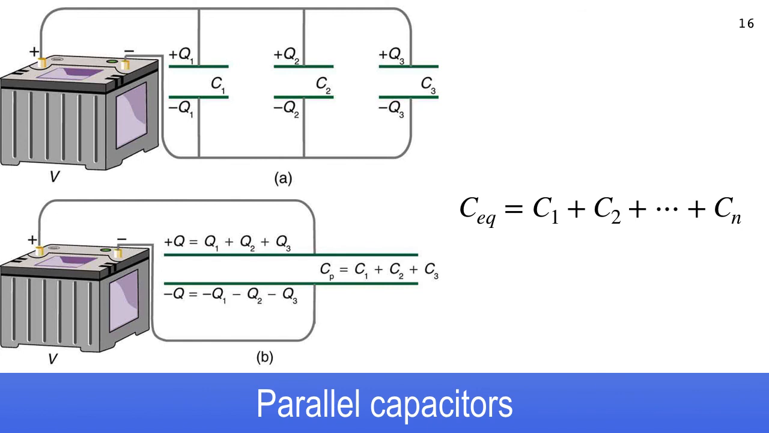Now, the top of Q1 and Q2 and Q3, they're all connected to the top of the battery. So that's your 12 volts up there. Those are the 12 volt plates. The bottom of Q1, the bottom plate of C1, C2, and C3, those are all 0 volts for a 12 volt battery. All right?